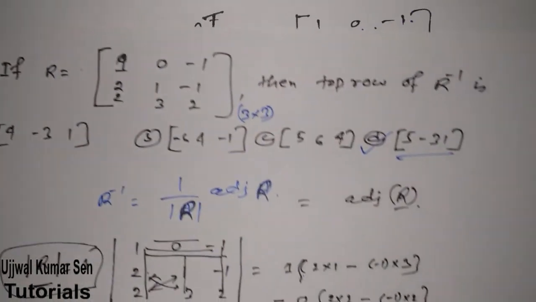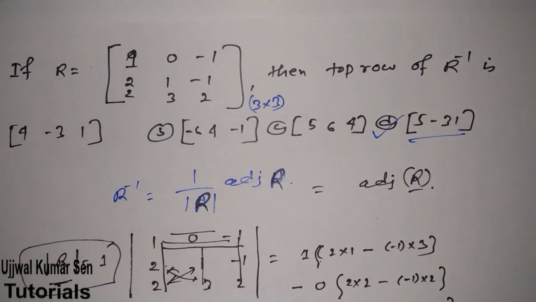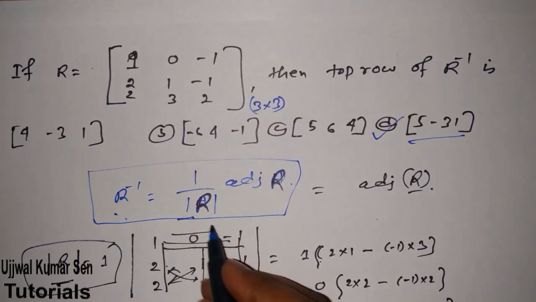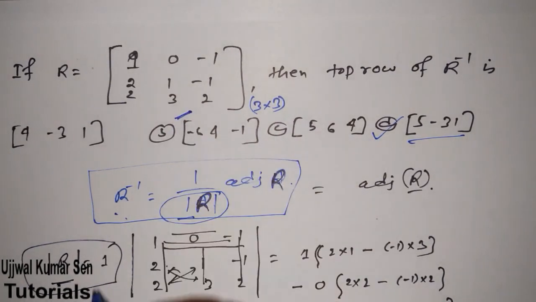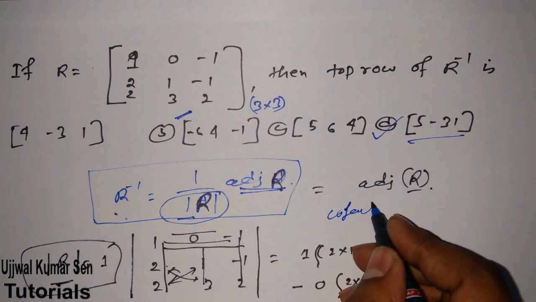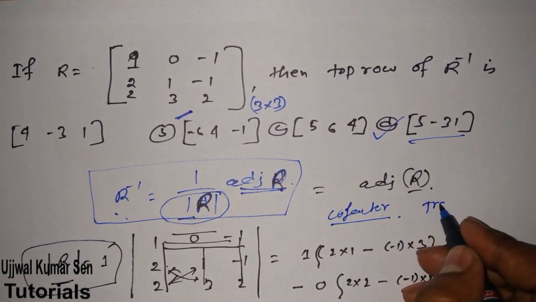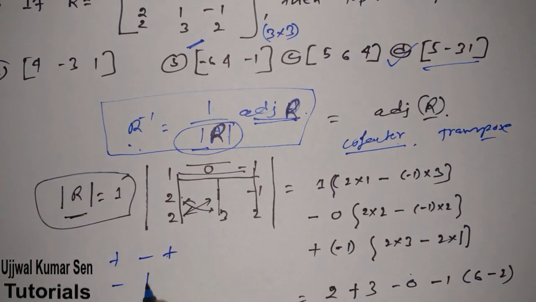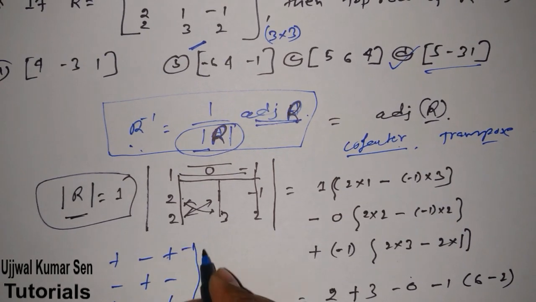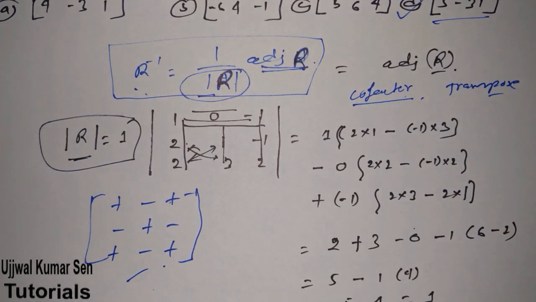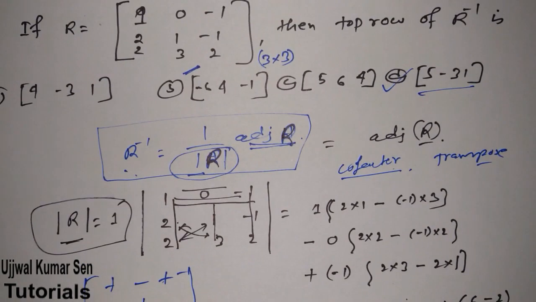So let me revise a little bit. What we required first was this formula, right? Then we have to find the determinant of this matrix, then we have to find the adjoint. For finding the adjoint, we need to understand the concept of cofactor, and of course transpose, and of course that pattern I have shared with you, plus minus plus, minus plus minus, plus minus plus. You have to make the matrix of cofactors by following this pattern, because this is also important. After that you just have to put in values, and a little calculation is required for finding the inverse of the matrix.